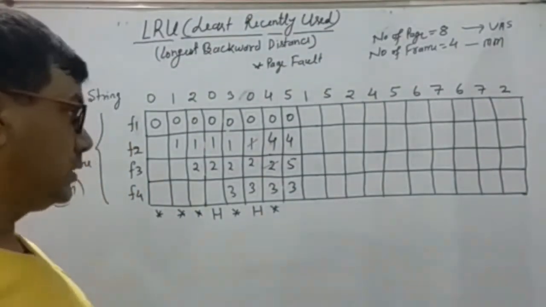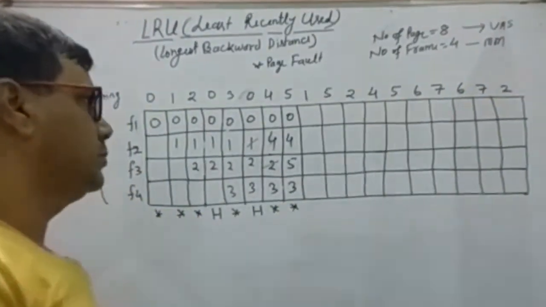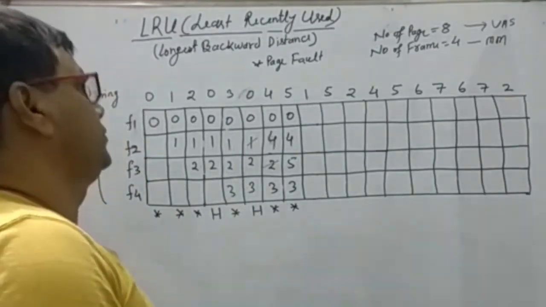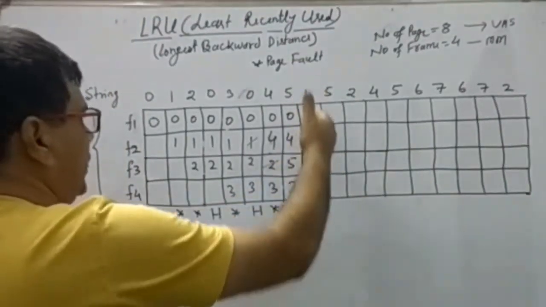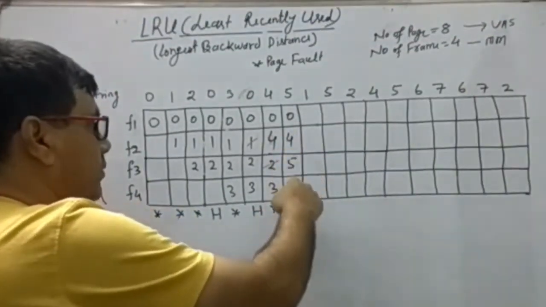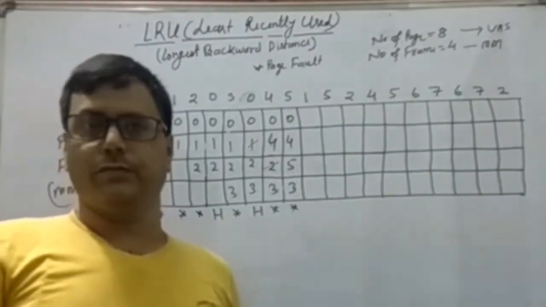Here it is also a page fault. And now page number 1 arrives, and we have 0, 4, 5 and 3.